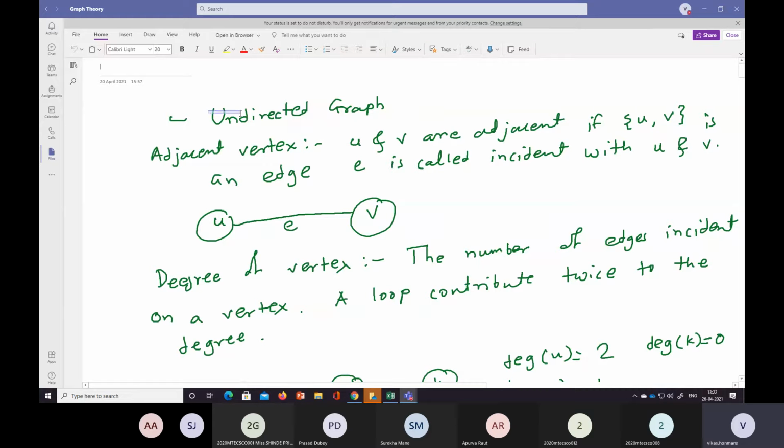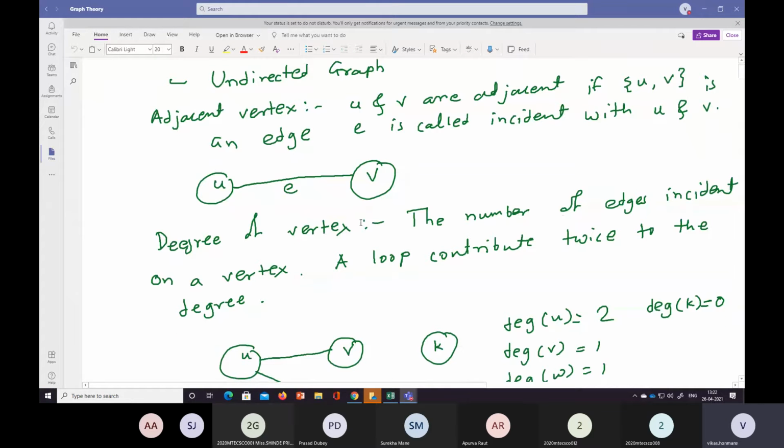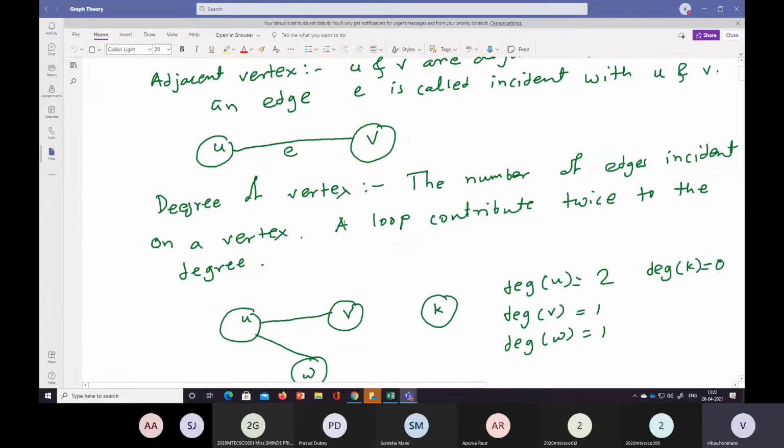Okay, so there are two types of graph: directed and undirected graph. Undirected graph means no direction is given, and this u is a vertex, v is another vertex, and this e is the edge. Okay, and the number of edges incident on a vertex is called the degree of the vertex.